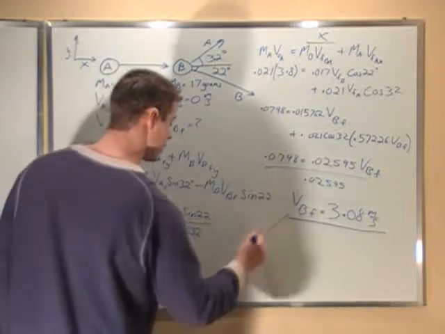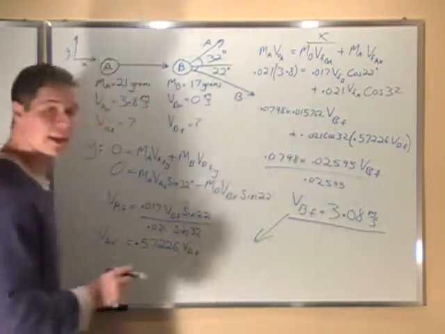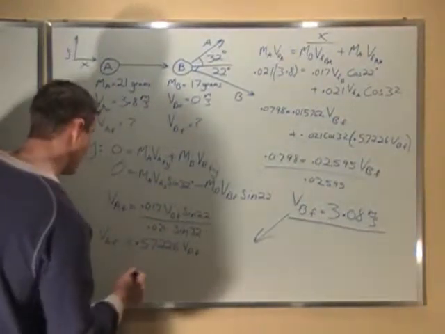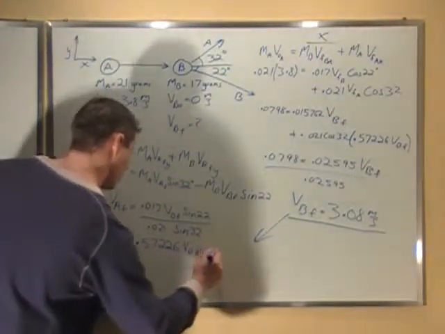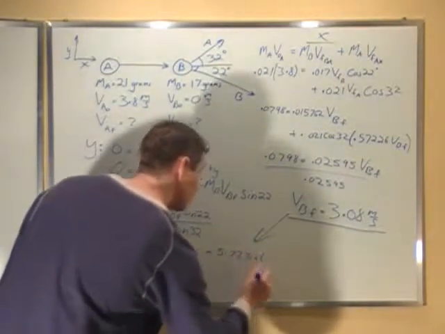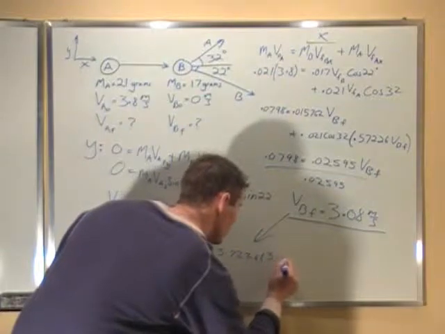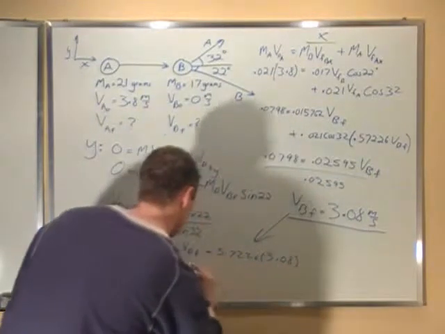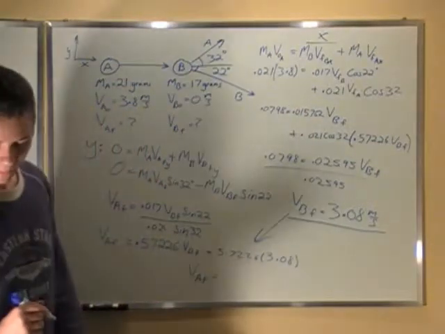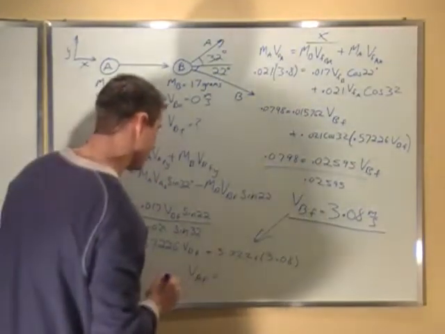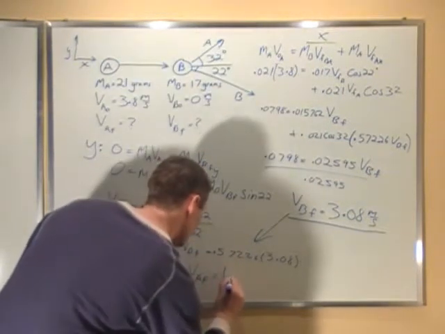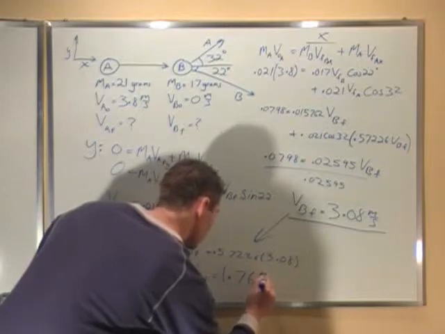I plug this into VAF, what's in my calculator with all the rest of the decimals. Before I round off, I want to add that in here. And that's equal to 0.57226 times 3.08. VAF equals 1.76 meters per second.